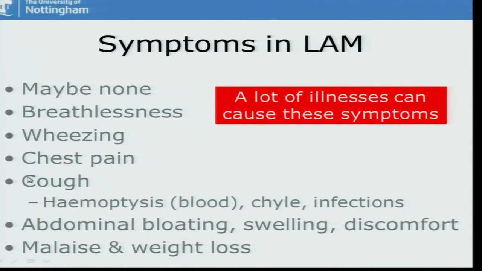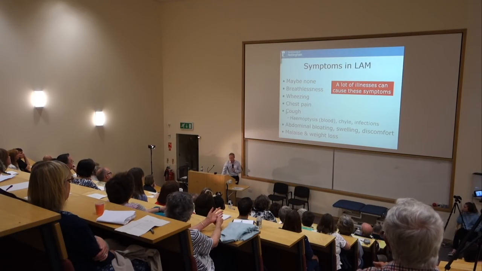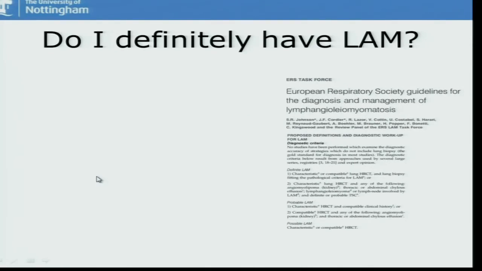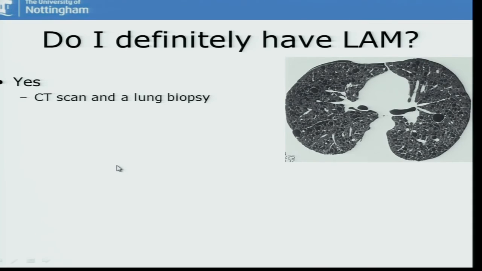Now, a lot of other illnesses can cause exactly the same symptoms, and so one of the reasons that it often takes quite a long time to get diagnosed with LAM is because people attribute breathlessness and wheezing to asthma or cigarette smoking related lung diseases and other problems. So the first question that we often get asked is, do I definitely have LAM? And the European Respiratory Society about 5 years ago set specific criteria to make a firm diagnosis.